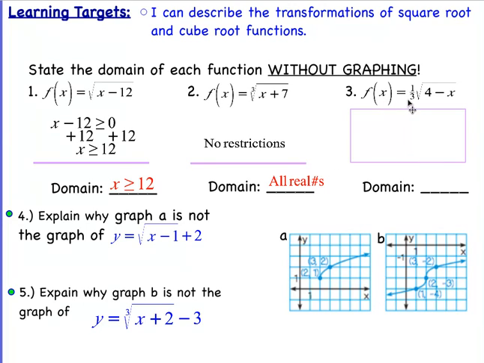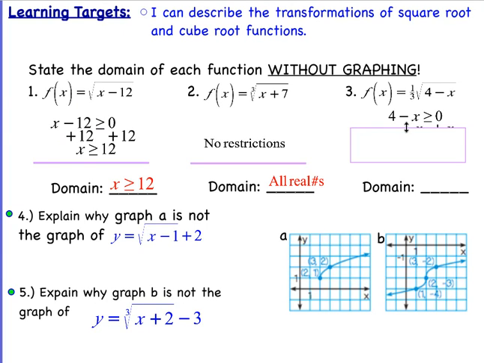Okay, let's take a look at the third function that we have here. We have f of x is equal to 1/3 the square root of 4 minus x. Does this 1/3 do anything to our domain? It does not. It only affects the range. So for now, we're not going to be concerned about this value of 1/3. I am concerned, however, with this 4 minus x. Again, since this is a square root, an even root, we need to make sure that we do not have any imaginary numbers.